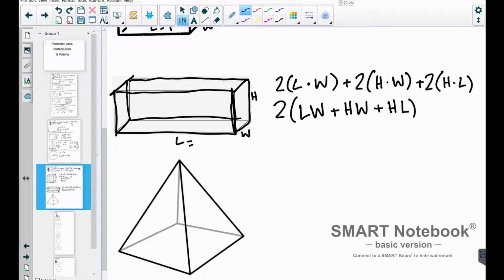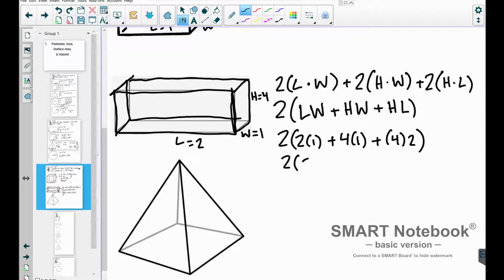So let's say our length here is 2, our width is 1, and height is 4. Let's plug it in. We have 2 times our length, which is 2, times our width, which is 1, plus height times width, which is 4 times 1, plus our height times our length, which is 4 times 2. And then we just multiply these out. So we have 2 on the outside times 2 plus 4 plus 8, and 2 plus 4 plus 8 is just going to be 14. So 2 times 14 is equal to 28.